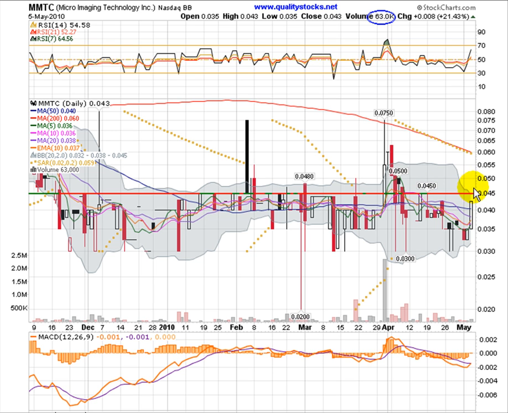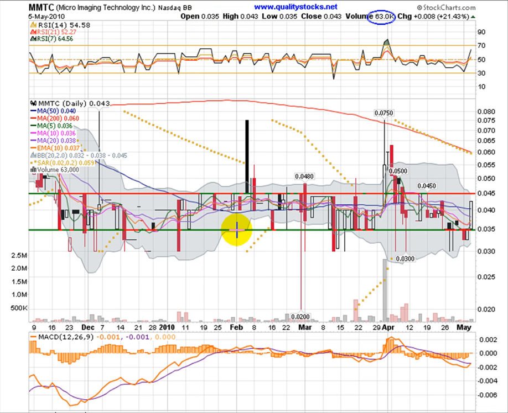I'd like to see it get up there and hold above 4.5 cents, and maybe get up and start to challenge the 200-day, which you can see over 6 months has also been a very tough point for it. I think you have to look at MMTC as, if it can move above this, then the possibility of it creating an uptrend is very good.